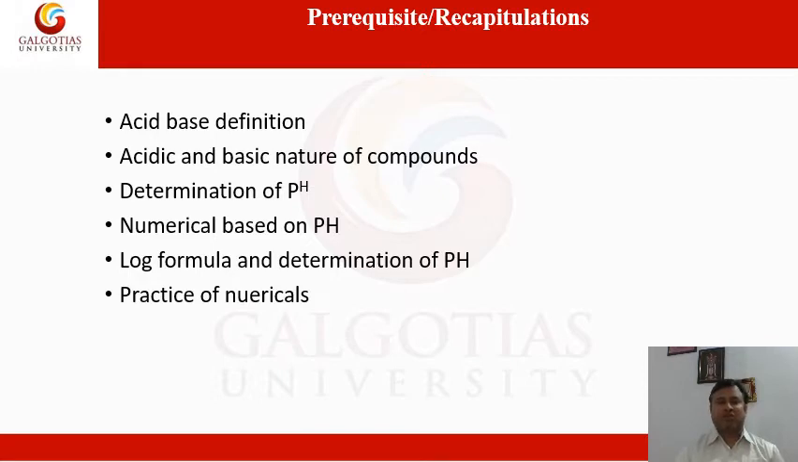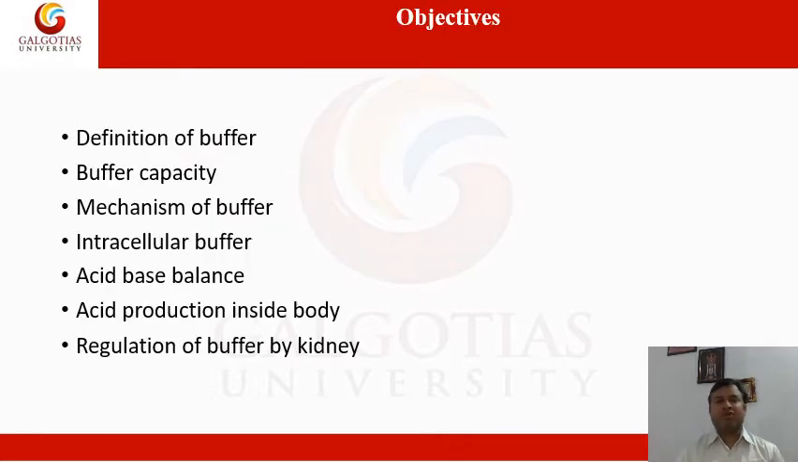So we have studied the acid-base definition, the acidic and basic nature of compounds, determination of pH, numerical problems, log formula and determination of pH, and we have already done the practice of the numericals. Now today we will study the definition of the buffer, buffer capacity, mechanism of the buffer, intracellular and extracellular buffer, acid-base balance, acid production inside the body and regulation of the buffer by the kidney and lungs.